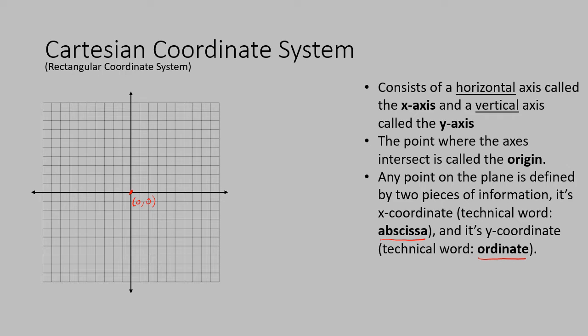We call the direction of right in mathematics, to the right, the positive direction. To the left is negative. Similarly, up is positive and down is negative.